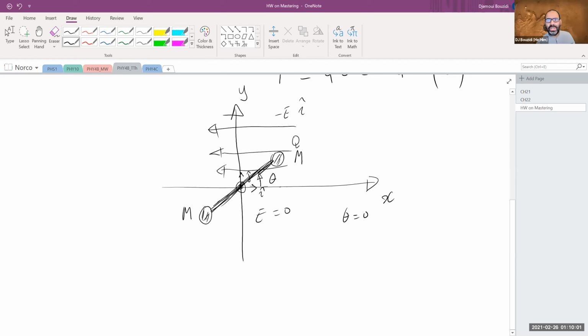So if you're curious to find which way the force is going to be pointing, the force also points in the same direction in here as the electric field. So this is the force F equals QE, or minus QE i hat. So far so good, yes?